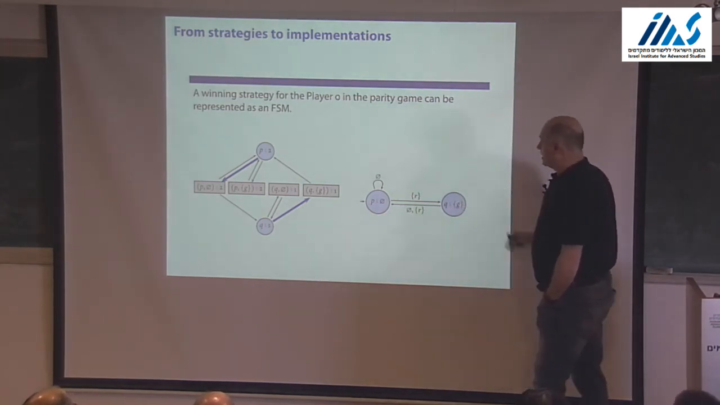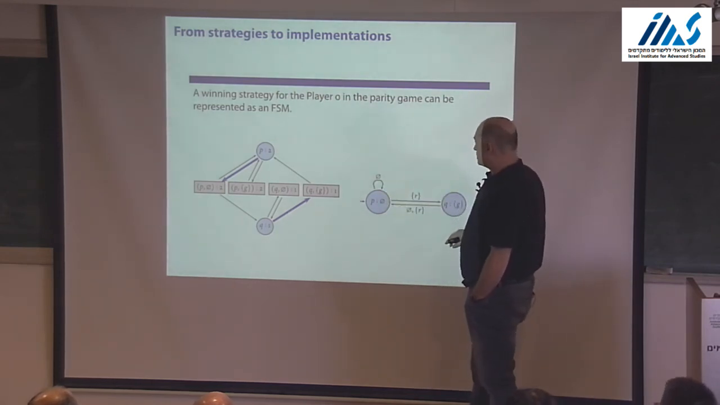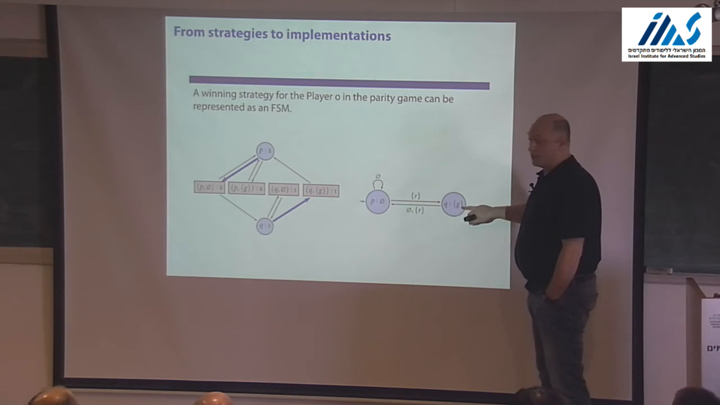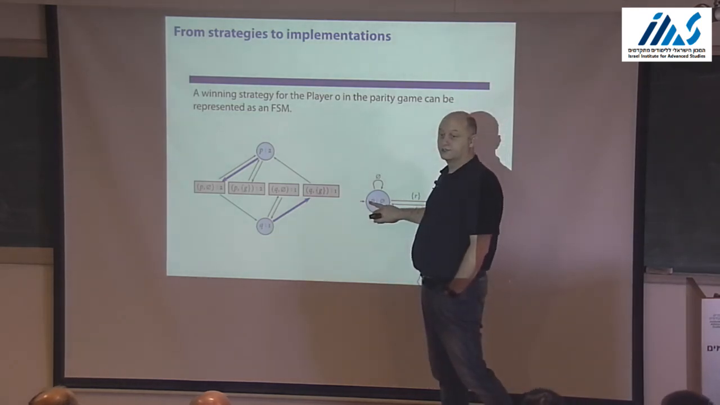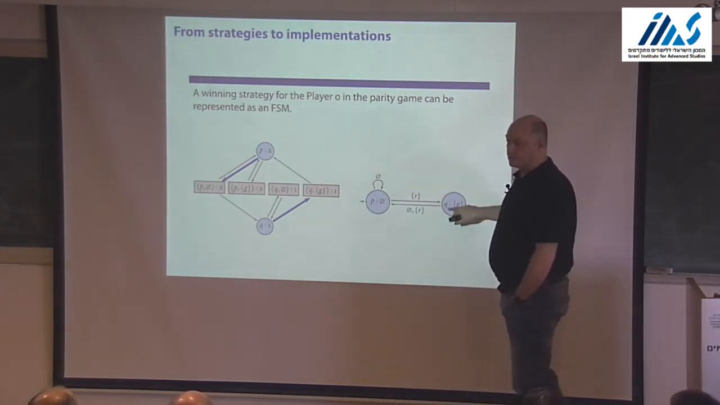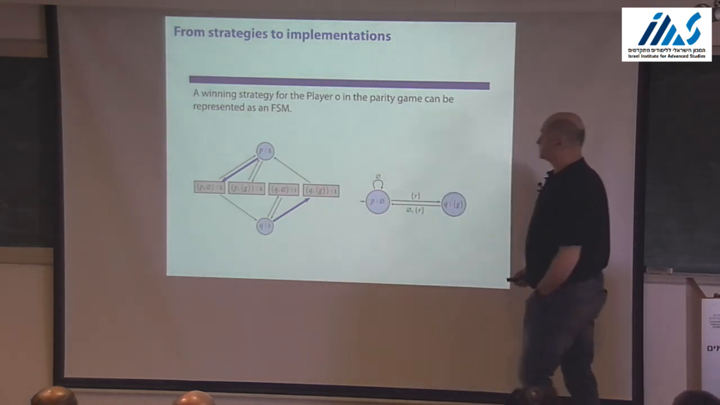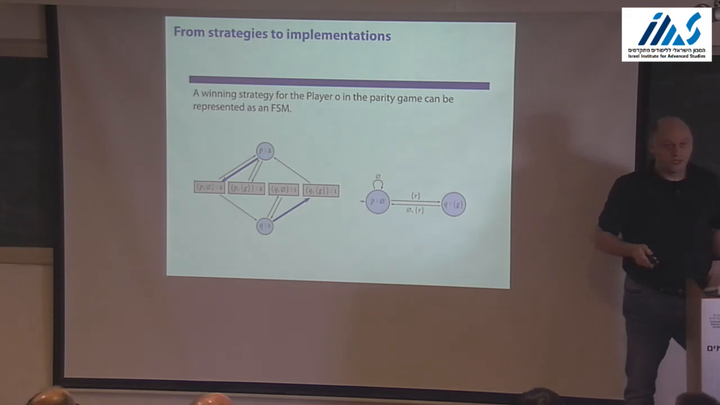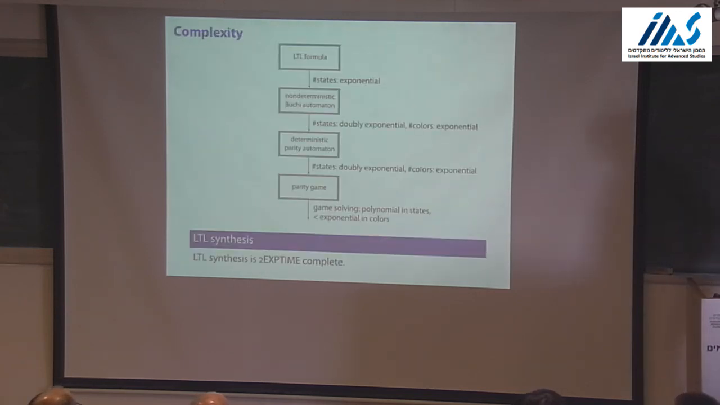And of course, I can represent what player 0 is doing as a finite state machine. Namely, I wait while there is no request, but when there is a request, I immediately give out a grant, which means that I get taken back to the original state. And from there it continues. If there's a request, I'll answer with a grant and therefore get back to the original state. Okay. So now we know how to solve the synthesis problem for LTL. Let's take a look at how expensive that is.